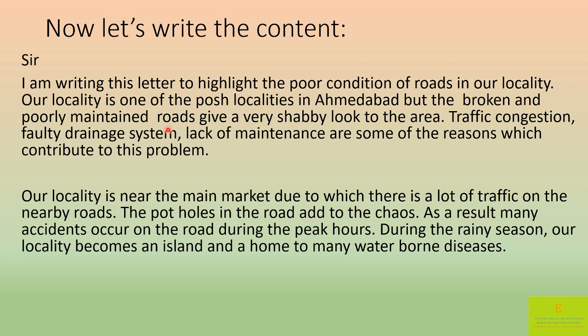So the first sample: I am writing this letter to highlight the poor condition of roads in our locality. Our locality is one of the posh localities in Ahmedabad, but the broken and poorly maintained roads give a very shabby look to the area. Traffic congestion, faulty drainage system, lack of maintenance are some of the reasons which contribute to this problem. So as I said, the first paragraph, the beginning, should be the introduction: why, what are you writing about, and then you have to discuss the problem. So the problem is the broken and poorly maintained roads. The reasons, if there are any, you can write them.